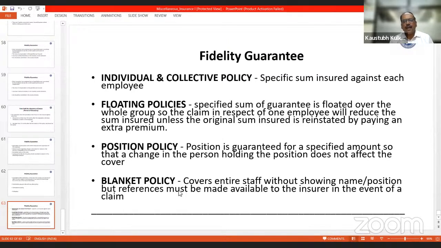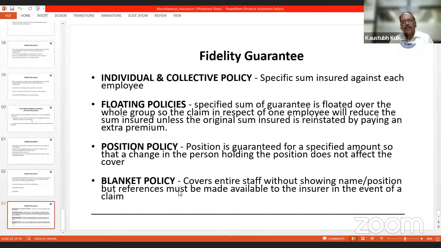So in that case, every time the bank need not inform the insurance company, but the position is guaranteed, and according to the position, according to the number of persons in that position, we can issue the policy. So position is guaranteed for a specified amount, and a change in person holding the position does not affect the cover. The blanket policy, basically the nomenclature itself suggests that a blanket policy will be issued if the number of persons engaged by the insured company will be in large number.